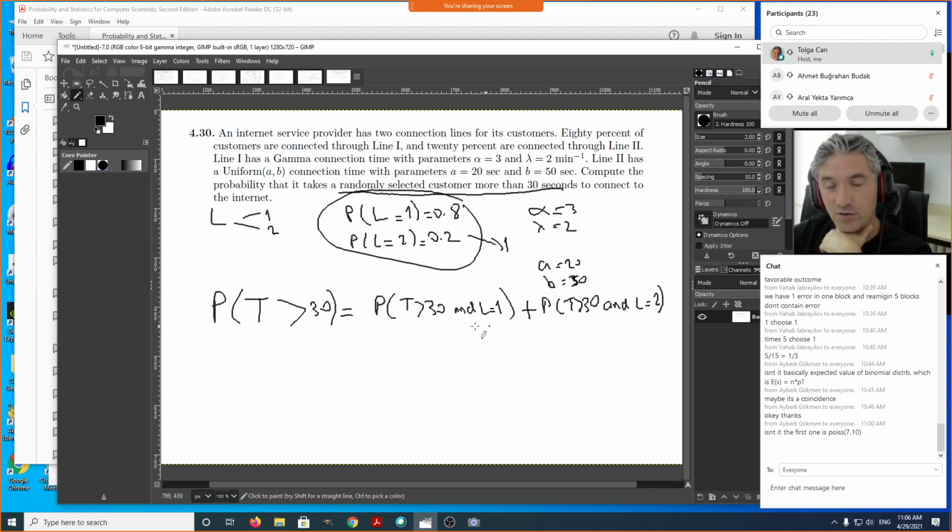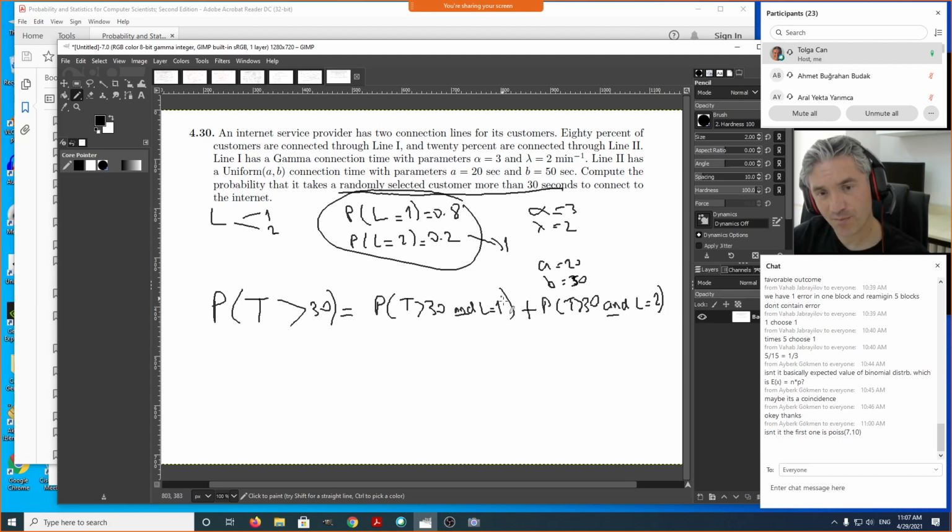And so we can therefore add these probabilities directly. They have no union. One connection cannot be at the same time line 1 and line 2, so their intersection is the empty set. Therefore, these probabilities can be added directly. And this is what we are asked: the probability of connection time greater than 30 is given by these two things.